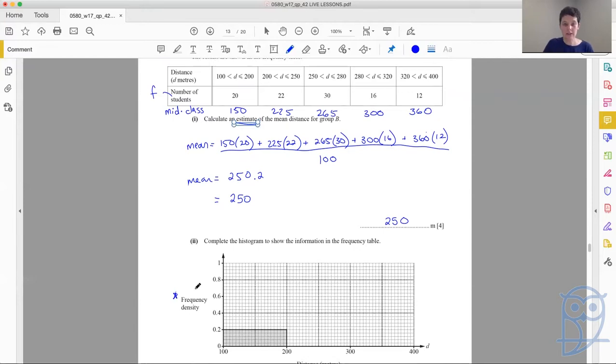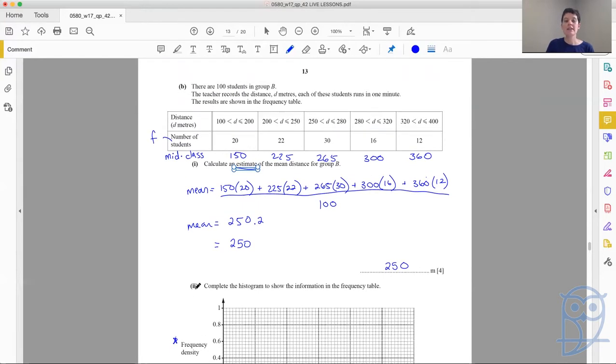So what have we got? Frequency density is frequency over class width. We've got frequency, but we don't have class width. So we're going to need to do that. So let's do it up here, so it's all nice and together. We'll call it CW for class width.